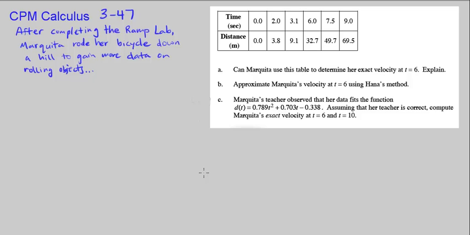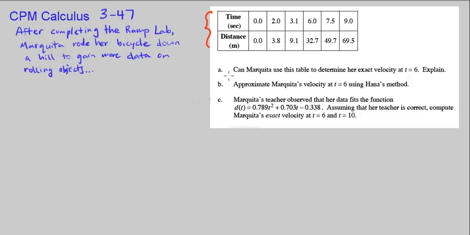This is CPM Calculus Chapter 3, number 47. After completing the ramp lab in Chapter 2, Marquita decided to ride her bicycle down a nearby hill to gain more data on rolling objects. The data she collected is shown right here. So here's the data.